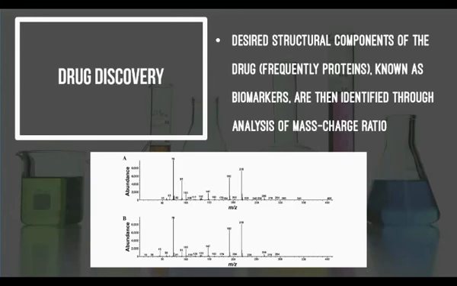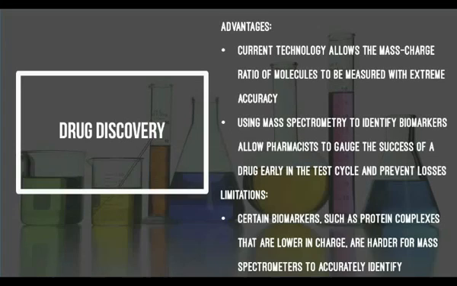These special structures are known as biomarkers and are often protein complexes, such as enzymes. By confirming the presence of these biomarkers, scientists know that the drug will have its intended use in future test runs. There are some distinct advantages of using mass spectrometry in drug discovery. For one, modern machines are now highly accurate in measuring mass-charge ratio, making mass spectrometers one of the best technologies to analyze these drug samples.